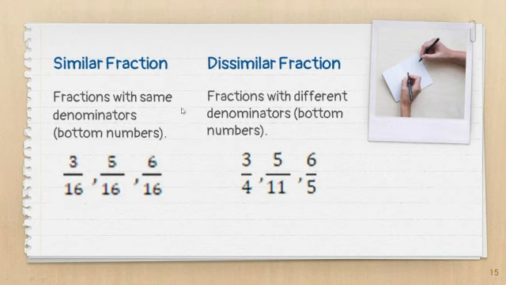Okay, kabaligtaran naman ng dissimilar. Ang dissimilar fractions naman ay fractions with different denominators, or yung numbers sa ilalim ay magkakaiba. So, 3 over 4, 5 over 11, and 6 over 5. Kung mapapansin natin, ito ay 4, 11, and 5. Magkakaiba yung ilalim niya. So, that is dissimilar fraction. So, meron tayong process on how to do the operation in different kinds of fractions.